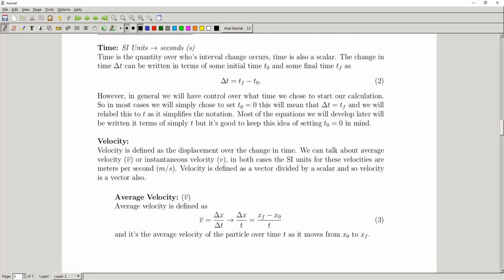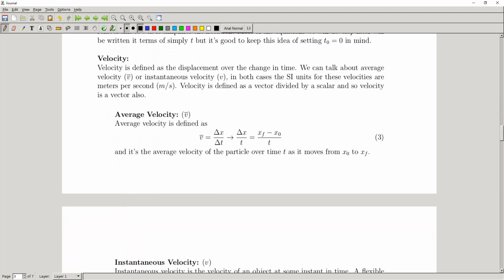Okay, so now that we have some idea of distance and displacement, things that we think about as lengths, and things that we think about as times, we can now describe something that involves both of those. So we're going to start by looking at velocity, which is defined as a displacement over a change in time. We can talk about an average velocity or an instantaneous velocity. The SI units for both are meters per second, since the SI unit for displacement is meters and for time is seconds.